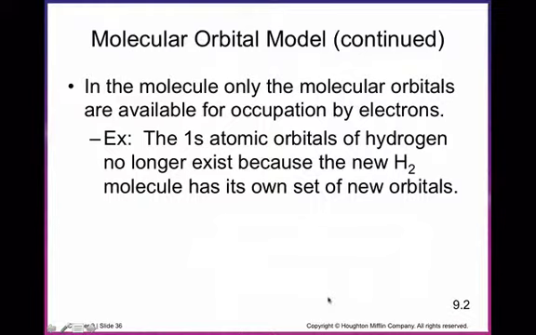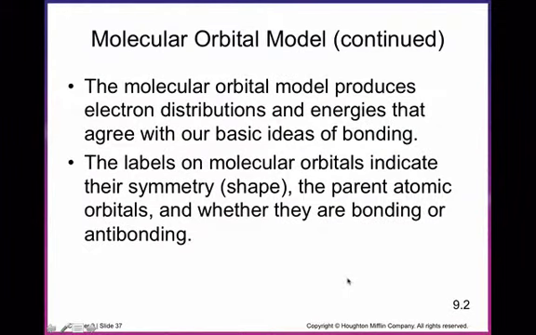In the molecule, only the molecular orbitals are available for occupation by electrons. And then the example is the 1s atomic orbitals of hydrogen are gone because the new hydrogen molecule has its own set of new orbitals. So once it becomes a molecule, those atomic orbitals are gone. They're reshaped into these molecular orbitals. The molecular orbital model produces electron distributions and energies that agree with our basic ideas of bonding. So this allows for everything that we know about bonding. It works with all those ideas that we have.